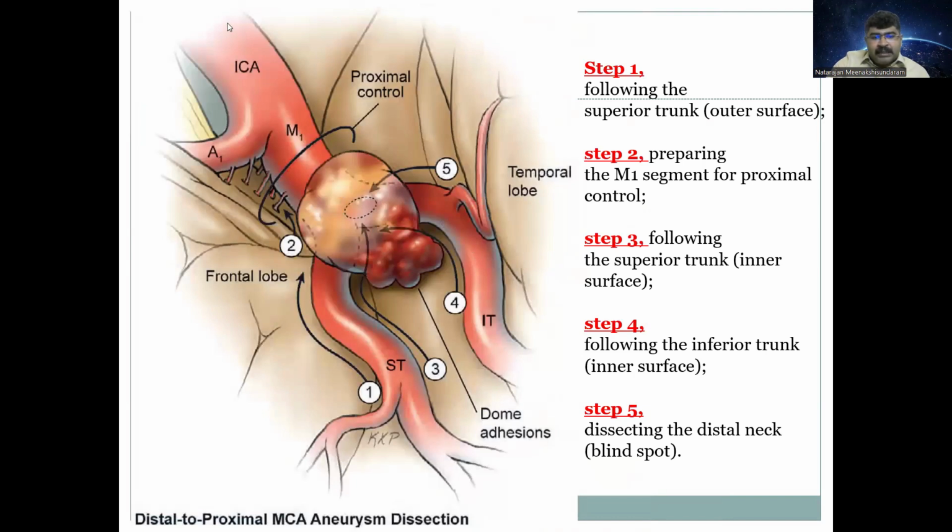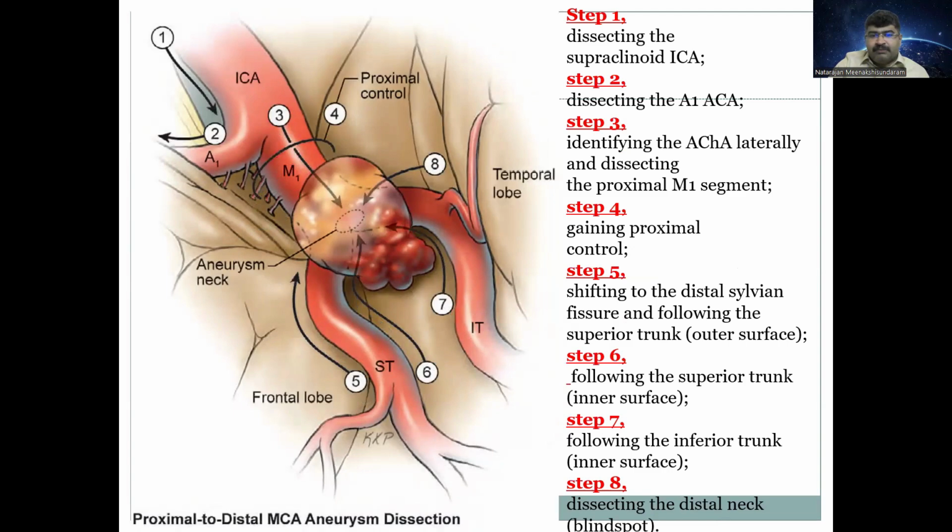Step 1 is to follow the superior trunk. As I said earlier, follow the cortical MCA to the opercular MCA, and from the opercular MCA to the insular MCA. First follow the outer surface of the superior trunk and prepare the M1 segment for proximal control, then follow the inferior surface of the superior trunk, then follow the inner surface of the inferior trunk, and then dissect the distal neck, which will be the blind spot. So this is the distal to proximal MCA aneurysmal approach.